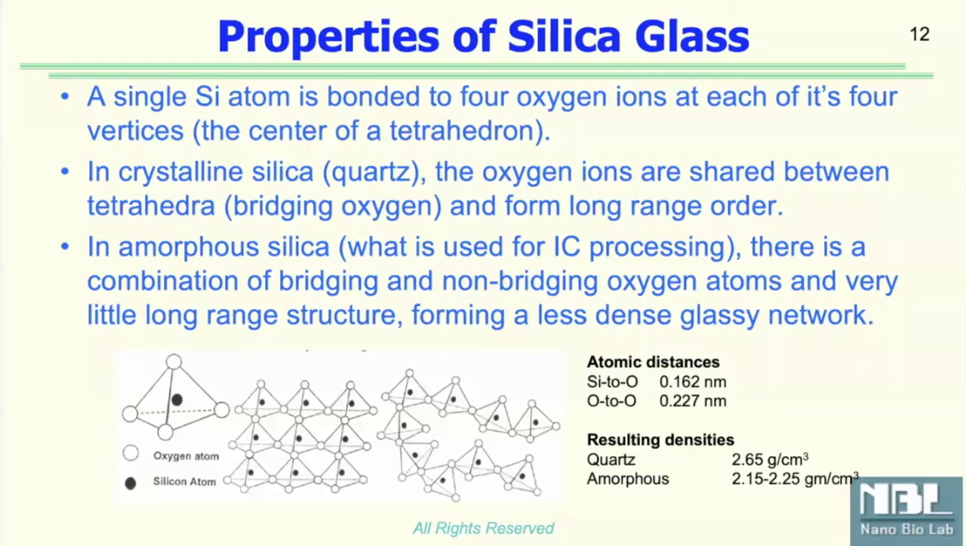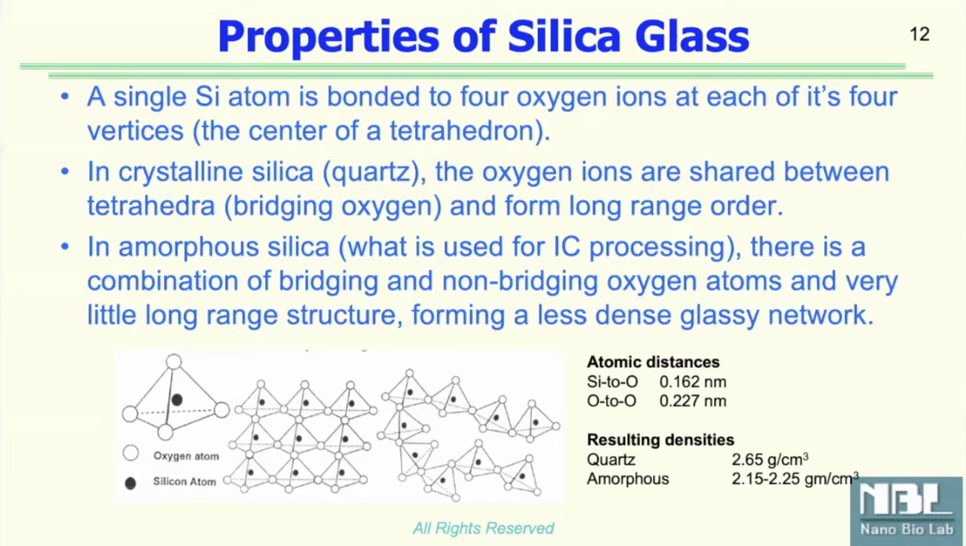The answer is in how the silicon and oxygen bonds are made in that material. So if you look at this graphic, given on this slide, you would see that a single silicon atom is bonding to 4 oxygen ions at each of its 4 vertices. And that would be true for what you call crystalline silica, very fine silica. When I use silica, silica is nothing but silicon dioxide, another word for silicon dioxide.